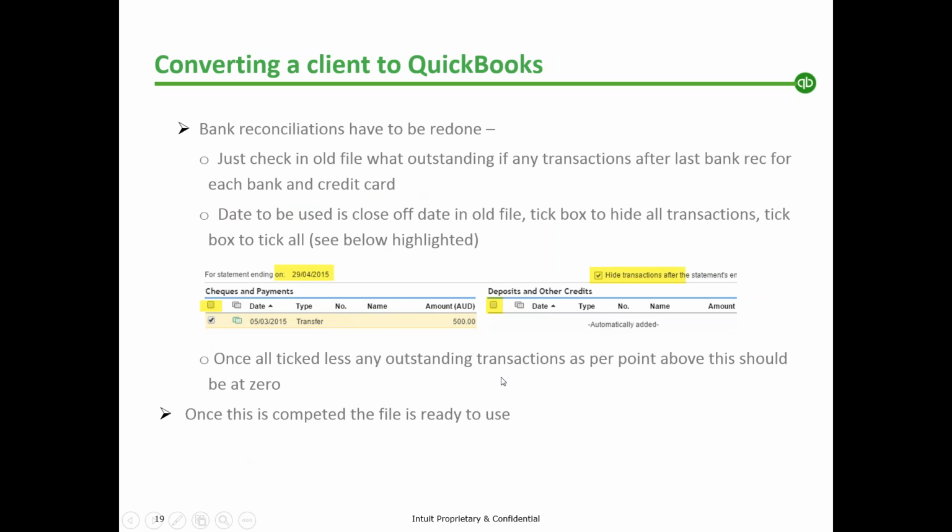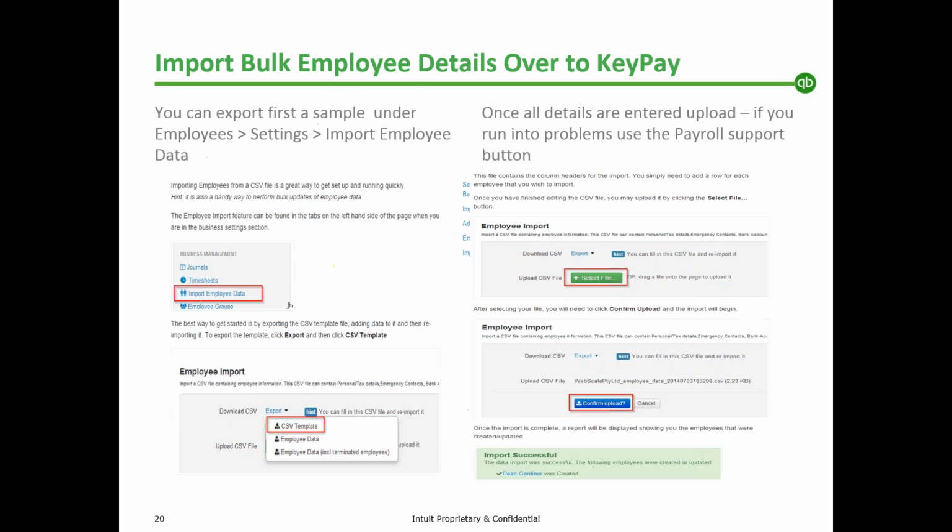Then once they're all ticked, just be wary, you may have had outstanding transactions in your previous file. Okay? So it's probably a good idea to print off the last bank rec that you did. And if you do have any outstanding transactions, just go down the list till you find them and untick them. Because once you do that, it will be zero. Once you've done that, your file is ready to use, and don't forget to add in your client as a user. Okay? Now, the next thing I want to bring to your attention is the import bulk employee details.